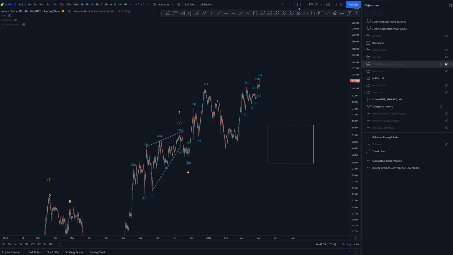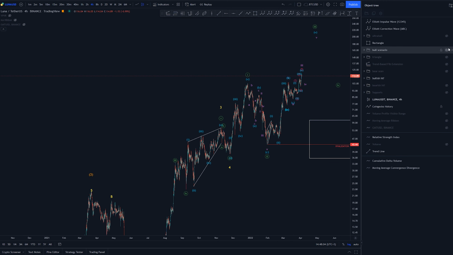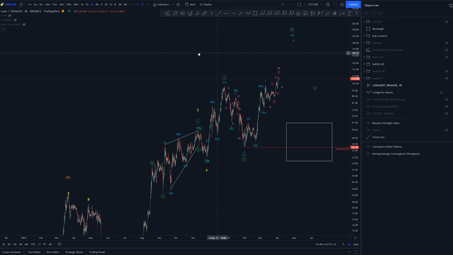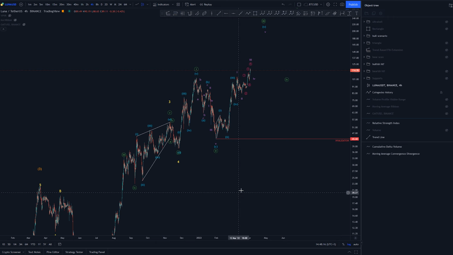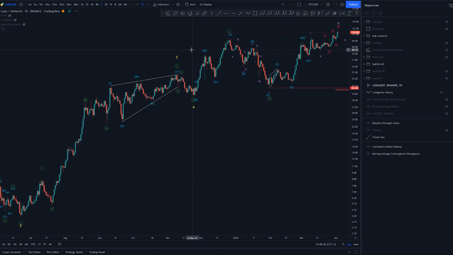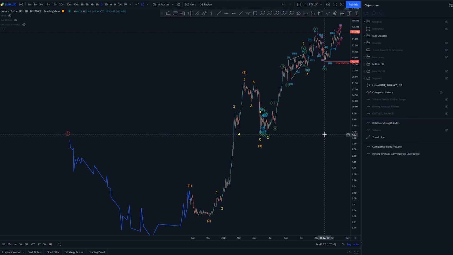Let's go to the bullish ones. Let's do this one. Go ahead, something else here. Let's put these into the bearish scenario folder. There we go, and bull scenario. Now let me zoom out a bit so we can get a glance at what we're looking at.